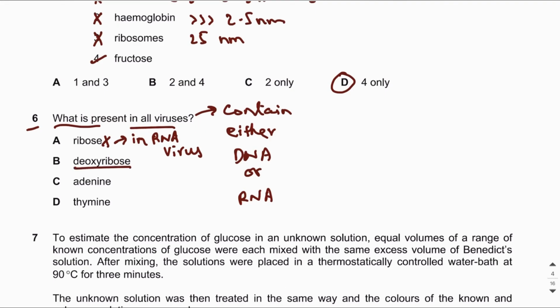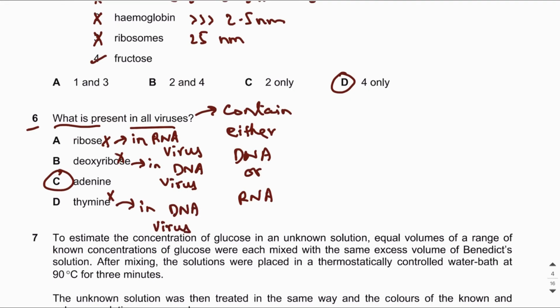If we talk about deoxyribose, it's not present in all the viruses. It's only present in DNA viruses, right? If we talk about adenine, adenine is present in all the viruses, because if the virus is a DNA virus, it will contain adenine. If a virus is an RNA virus, it will contain adenine. That's because adenine is present in both DNA and RNA, right? So all the viruses contain the adenine base. Thymine is not present in all the viruses. It is only present in DNA viruses, because thymine is only found in DNA, right? So the answer is C.